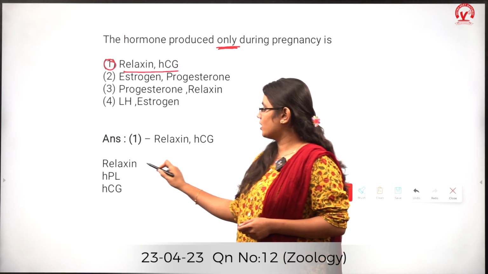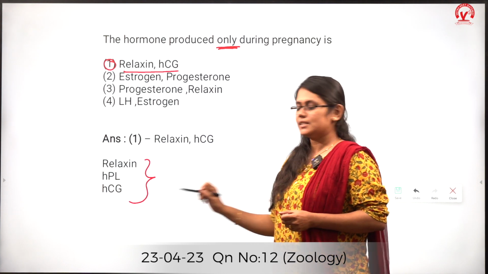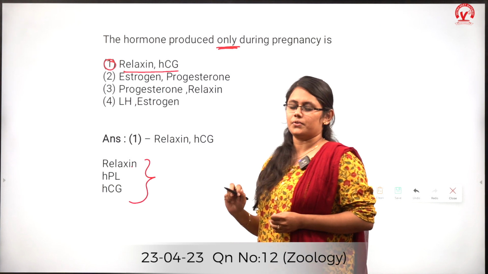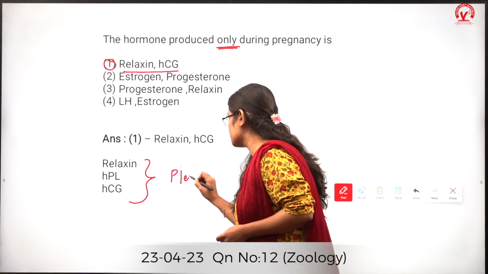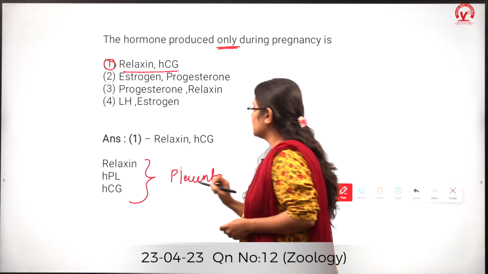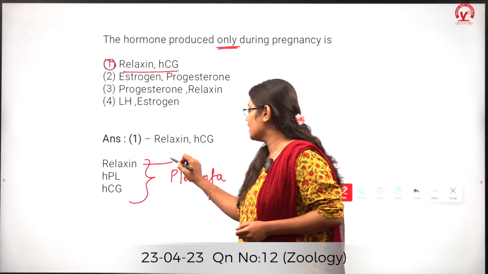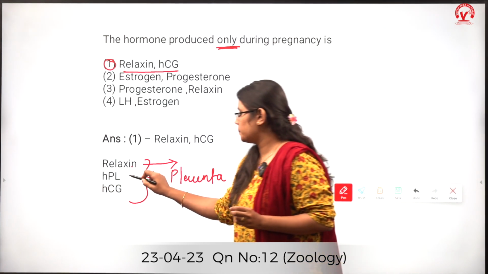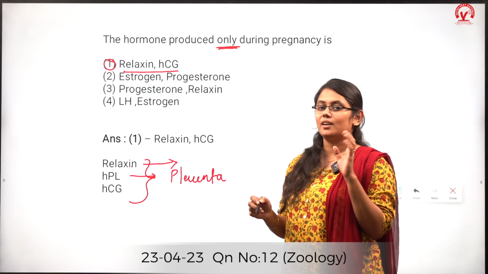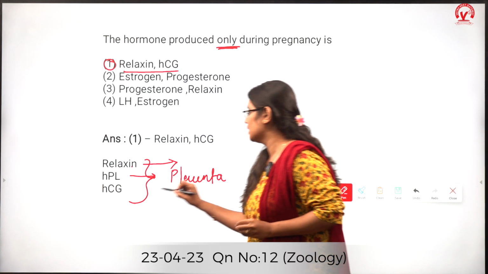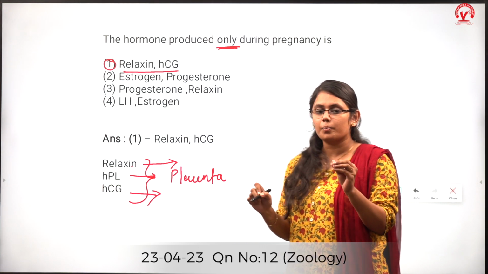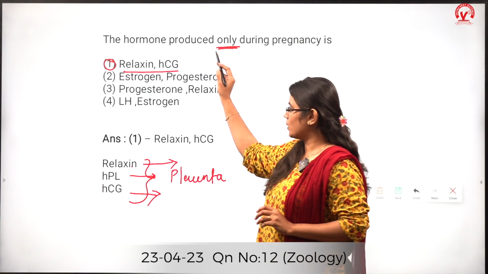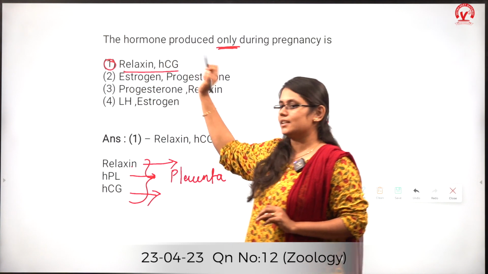So the three important hormones produced only during pregnancy are relaxin, human placental lactogen and human chorionic gonadotrophin. These hormones are produced by the placenta and only during pregnancy. Relaxin helps in relaxing the pelvic musculature during labor. HPL helps in glucose and fat metabolism of the mother. And HCG stimulates the corpus luteum to secrete progesterone. So these are the functions of these hormones. So for this question, the answer will be option 1, relaxin and HCG.